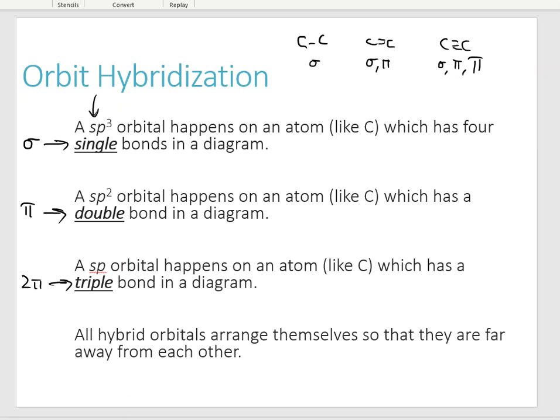So sp3s are always single bonds, sp2s create the double bond, and the sp creates the triple bond. That is the shortcut that I want you to remember, really.